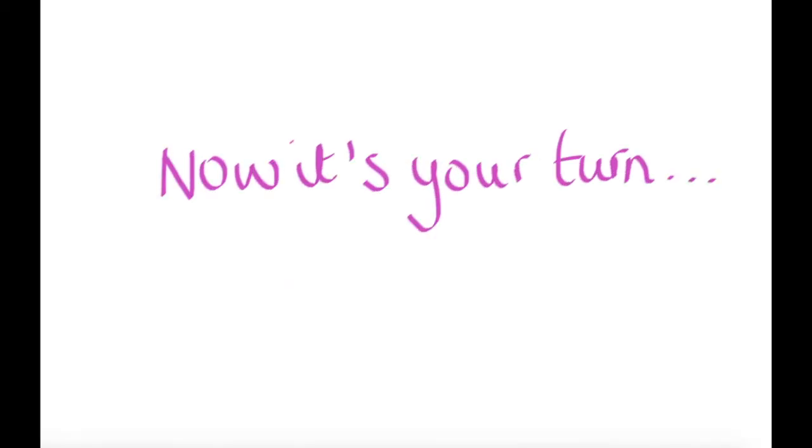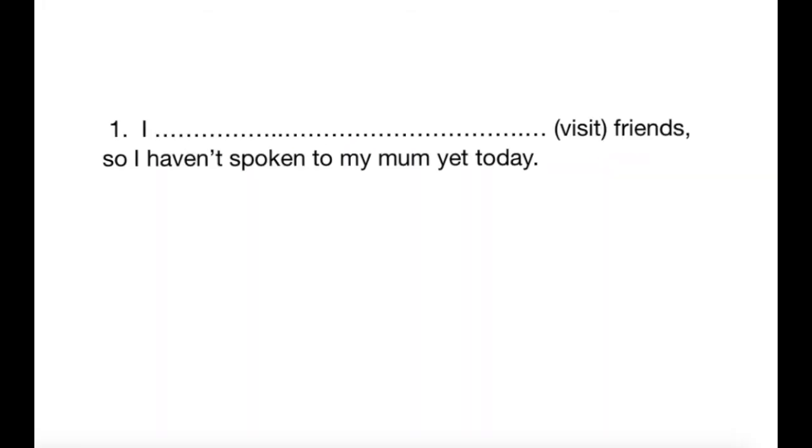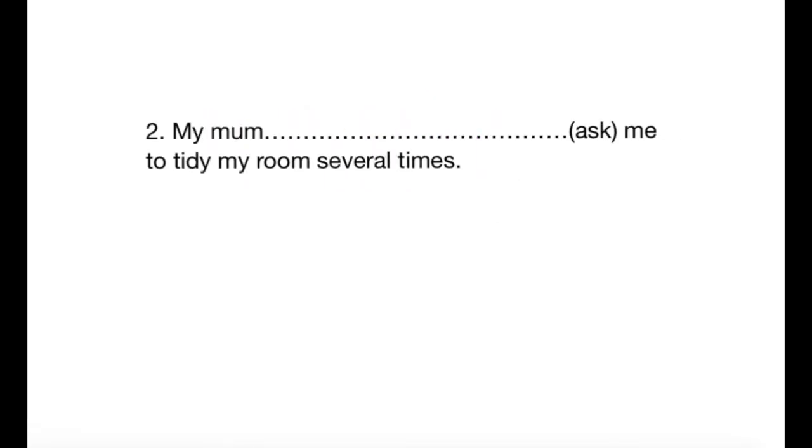So now it's your turn. Complete the gap with the verb in either the present perfect continuous or the present perfect simple. 1. I blank friends, so I haven't spoken to my mum yet today. I have been visiting. Here we're focusing on the action visiting, so we use the present perfect continuous. 2. My mum blank me to tidy my room several times. Has asked. The present perfect simple is used to say how many times something has happened.